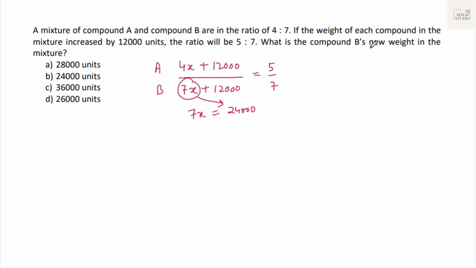The question is, what is the compound B new weight in the mixture? For new weight, add 12,000 units to it. So it becomes 36,000. Do not fall prey to the options. If you fall prey to the options, you would be keen on marking 28,000 because you can see that 28,000 is divisible by 7 out of the 4 options. But the correct answer is 36,000 units, option C.